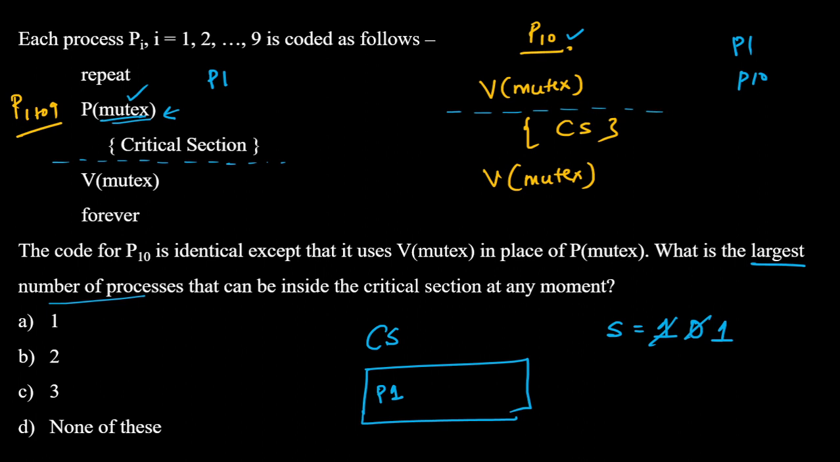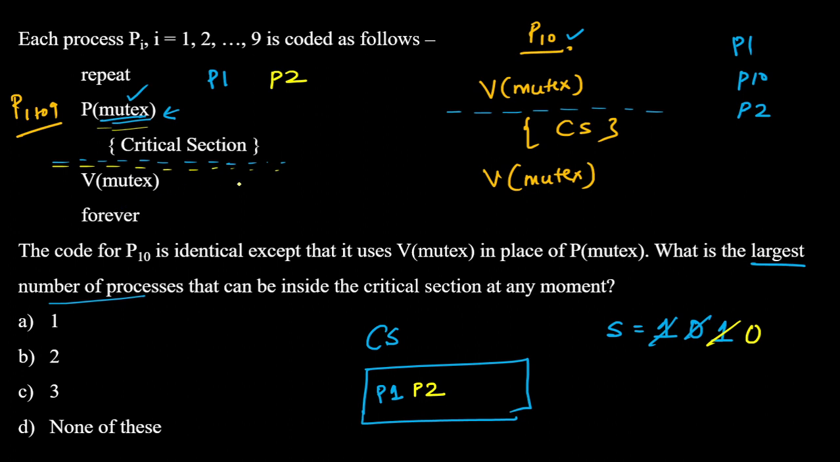Okay. After P10, we took process P2. P2 will again start from here only, because P2 will start from the beginning. So P mutex. P2 is P mutex, which will again decrease the value of mutex to 0. And it will again enter the critical section. So P2 has also entered the critical section. And then we again preempted it till here.